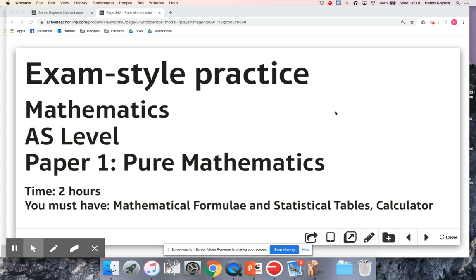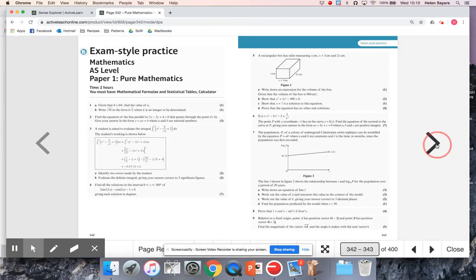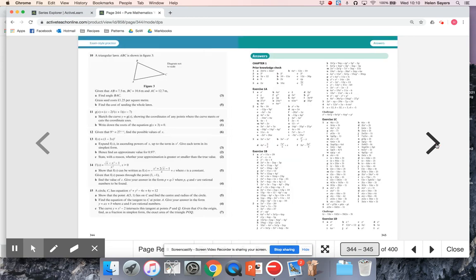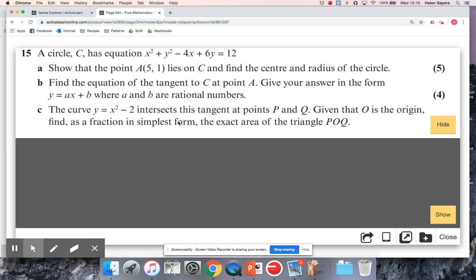Okay, so we're looking at the practice paper from the first year textbook, and we're just finishing off question 15. So I think it was, yep. So we're looking at the last question, and we've just got to do part C. So we've got our circle from parts A and B, and I've now got a quadratic, and it's intersecting the tangent to the circle at 2 points, and then I'm asked to find the area of a triangle.